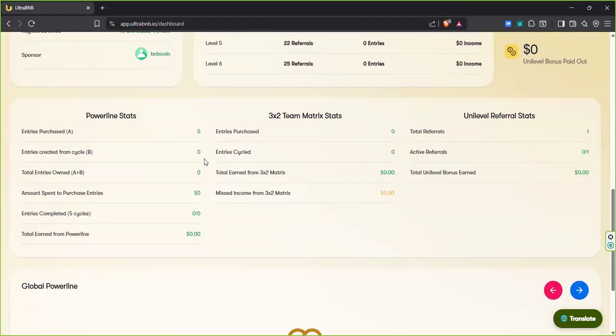So we're going to have it recorded here as the entries cycle. If you've cycled once, it will be recorded here as 1. If you cycle twice, it will be recorded here as 2, and it will keep on going that way. And the total earned from the 3x2 matrix will also be recorded here. Basically, after completing a matrix board, the total that you earn is $35.